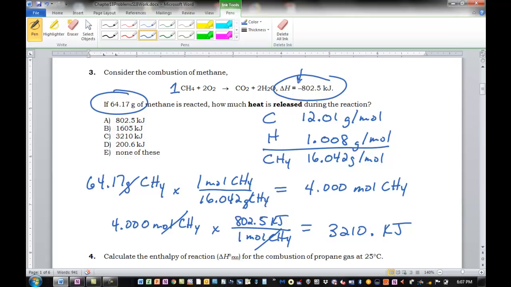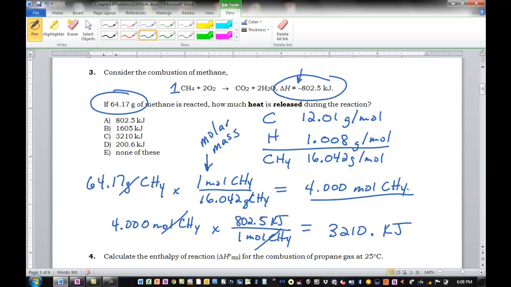If we react a different amount, a different amount of heat is going to be released. In this case, that's 64.17 grams. We use the molar mass, dividing by the molar mass to find out how many moles of methane that is. I chose easy numbers for this problem so that it comes out to pretty much exactly 4 moles. So if 1 mole gives you so much heat, 4 moles is going to give you 4 times the amount of heat. Makes sense. Nothing tricky there.